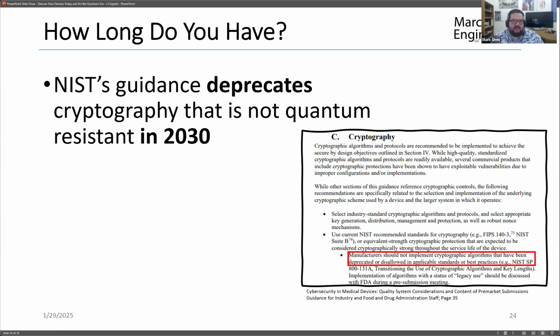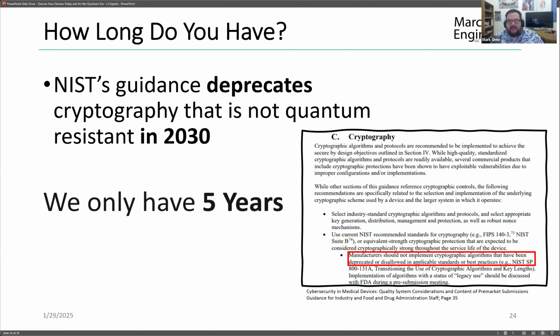And so this is a section, an excerpt here from the FDA pre-market submission guidance. Manufacturers should not implement algorithms that have been deprecated or disallowed by applicable standards. And that's NIST. And the FDA specifically calls out that NIST's guidance is binding for the FDA. That's why we care what NIST says, what the recommendations are, how important they are. It's because the FDA is not themselves an expert in cryptography. They're not themselves experts in a lot of these deep technical areas. They have NIST and other organizations who are experts in that area, and they defer to their judgment.